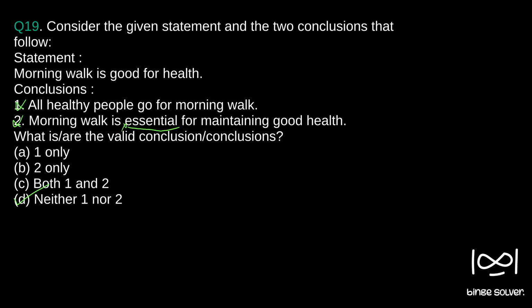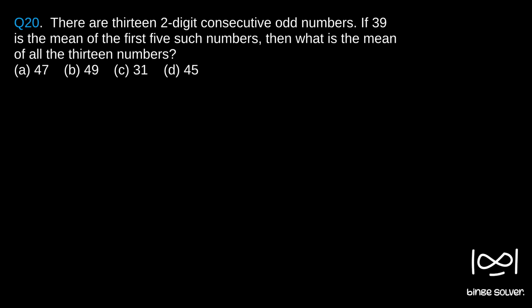Next question, question 20. There are 13 two-digit consecutive odd numbers. If 39 is the mean of the first 5 such numbers, then what is the mean of all the 13 numbers? So it is said there are 13 numbers and they are two-digit, consecutive odd numbers. So this is the information given.